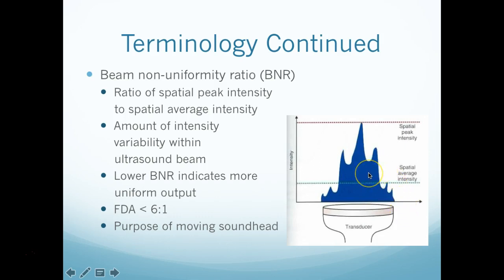And so when the FDA calibrates these, it has to be less than a 6-to-1 ratio so that the patient doesn't have uneven burning and get burned because you have too many spikes that are too different in size and shape. And they say that's the purpose of moving the sound head, so that you are distributing that heat a little bit more evenly.